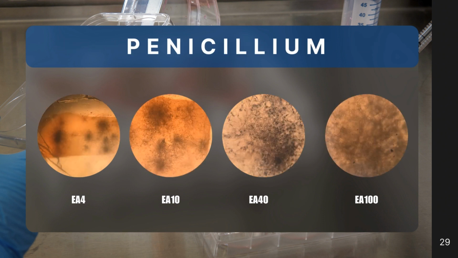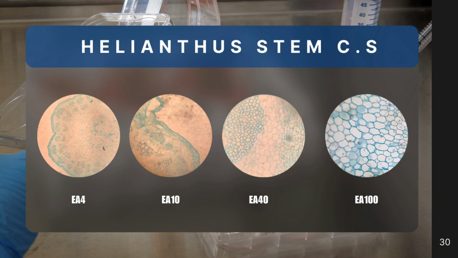Third is the Penicillium. Penicillium consists of branching filamentous hyphae. These hyphae are made up of cells that have a cell wall but lack many of the organelles found in the animal cell. You might also see spores, which are reproductive structures produced by the mold. Next is the Helianthus stem cross-section.